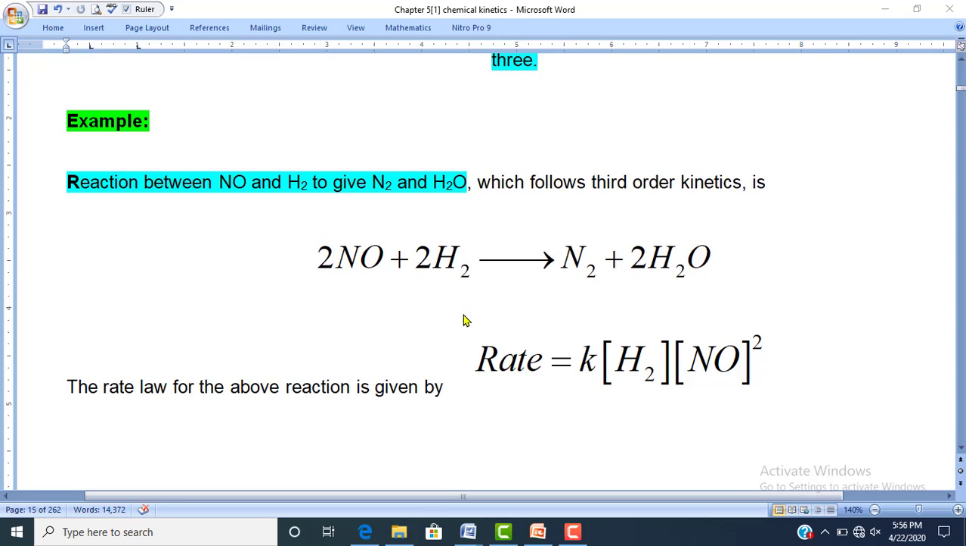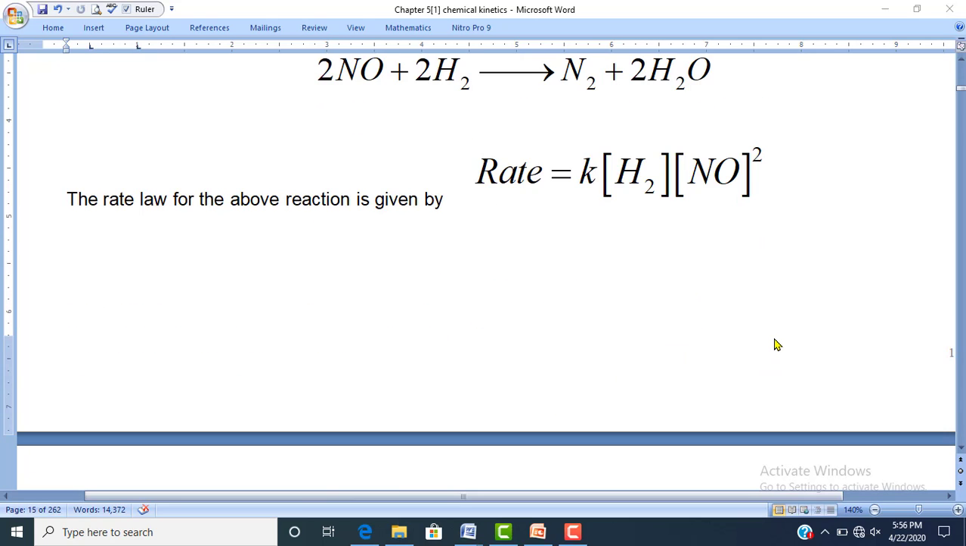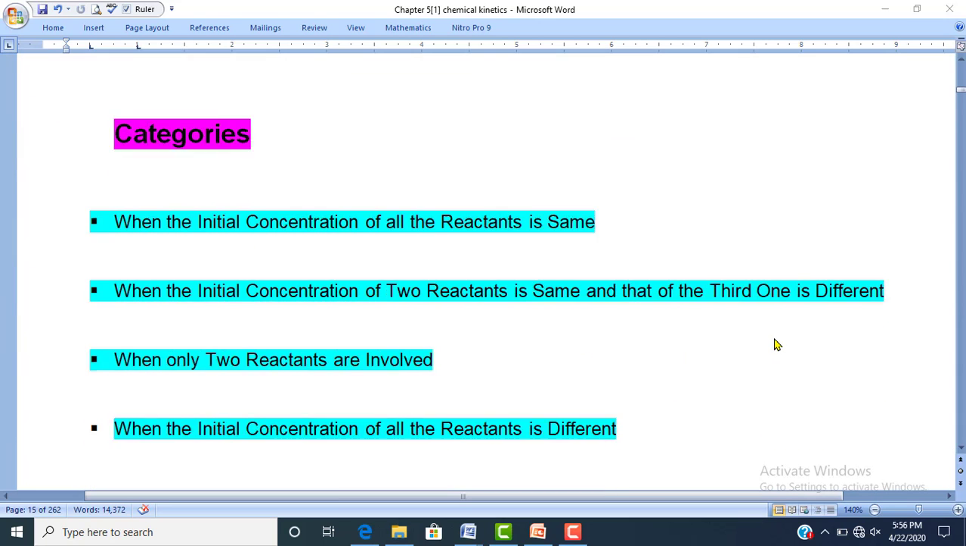Apparently, this reaction looks like its order should be equal to 4, but by the experimentally found value, the order of this reaction is 3, because the rate for this reaction is equal to rate constant K into active mass of hydrogen into active mass of nitric oxide raised to power 2. So the sum of the exponents here is 1 plus 2, so the order of this reaction should be equal to 3.